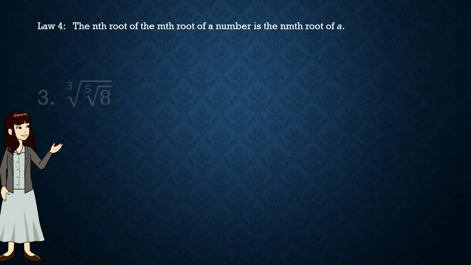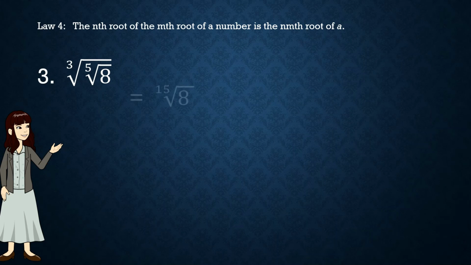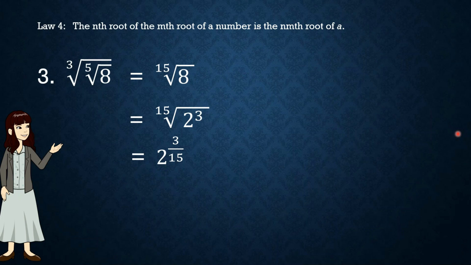Okay, next example is cube root of fifth root of 8, which becomes the 15th root of 8. The 15th root of 8 can be written as the 15th root of 2 cubed. So we can simplify that: we have 2 raised to 3 over 15. 3 over 15 can be simplified to lowest terms, so it becomes 2 raised to 1 fifth, and we change it into a radical again. So we have the fifth root of 2.